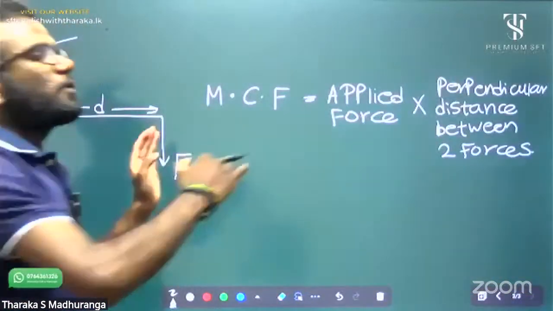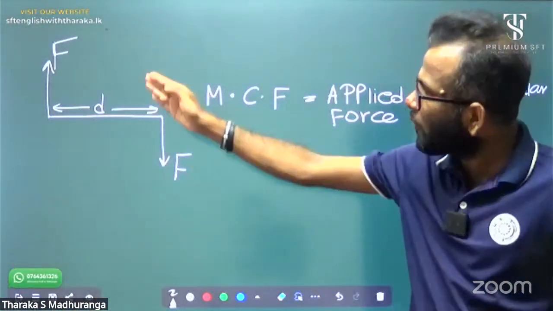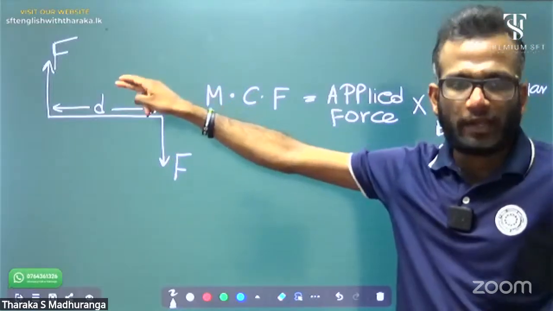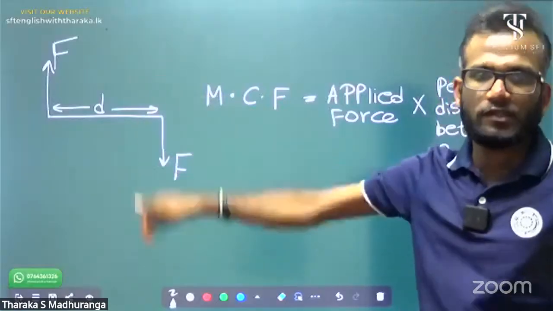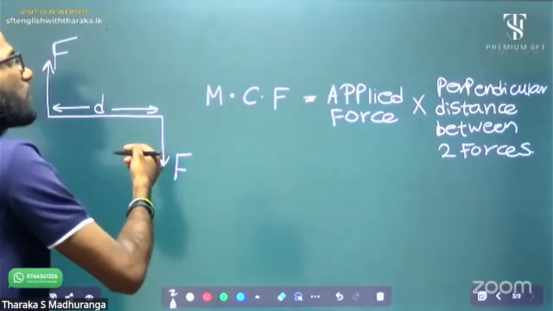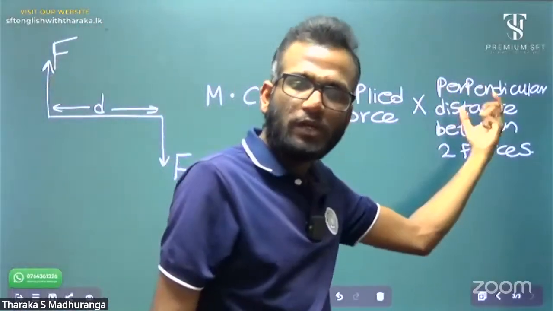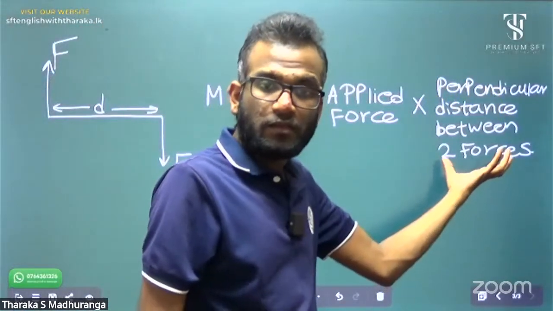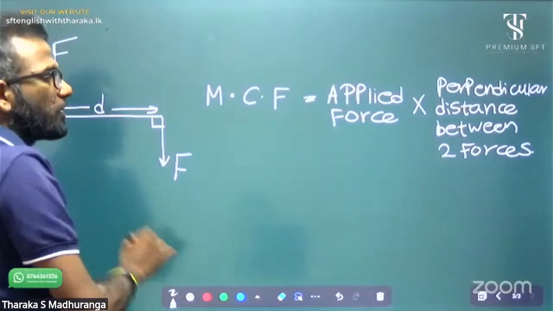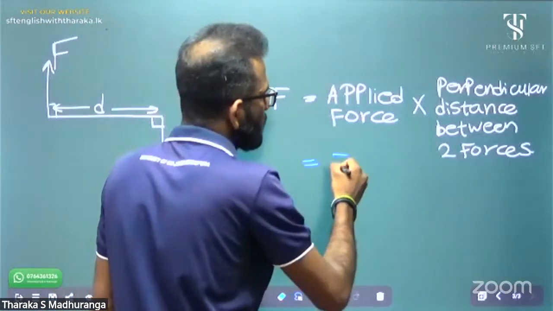What's the meaning of couple of force? Two forces acting in opposite directions with the same magnitude, acting along two lines. That's the meaning of couple of force. To calculate the moment of a couple of force, it is the applied force multiplied by the perpendicular distance between the two forces. Okay, that's the story. Now, how to calculate? It is F into D.